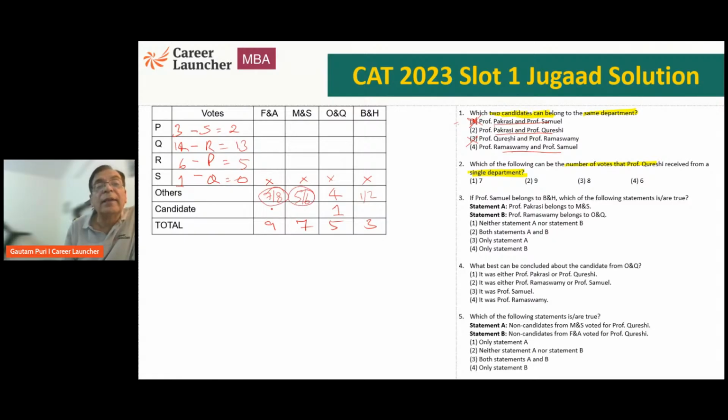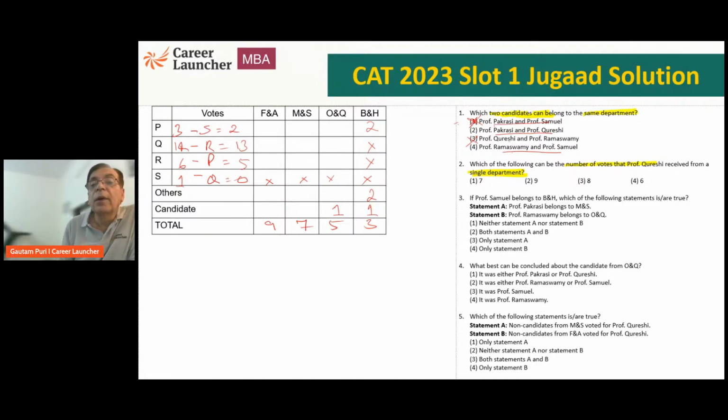All these non-candidates from MS vote for the same candidate. Similarly for these also. That means the only place where you can get 2 votes for Professor P from the entire department is from BNH. And if there are 2 votes from BNH, that means the total is going to be 2, and that means there should be 1 candidate, because 2 plus 1, 3 is going to happen then. Okay, now let's look at the others.